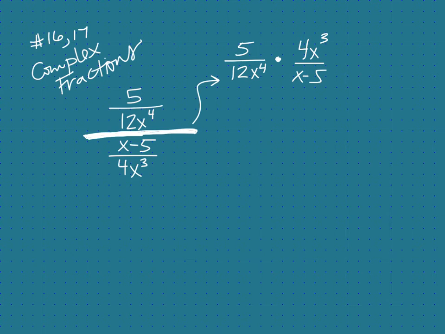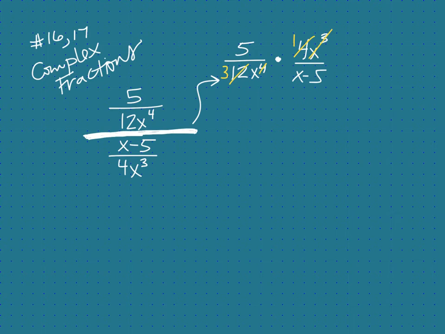Then we can cross cancel. Cross canceling means top to bottom canceling in any way. So this 4 and this 12 can both be divided by 4. I'm going to write a 1 here and a 3 here. Then we see that we have an x cubed and an x to the 4th. And x cubed can be canceled. So if we cancel an x cubed up here, it's gone. And then this just becomes an x. If we cancel x cubed out of it, it becomes x to the 1st. This 5 and this 5 cannot cancel. This is x minus 5. The 5 is not just alone.